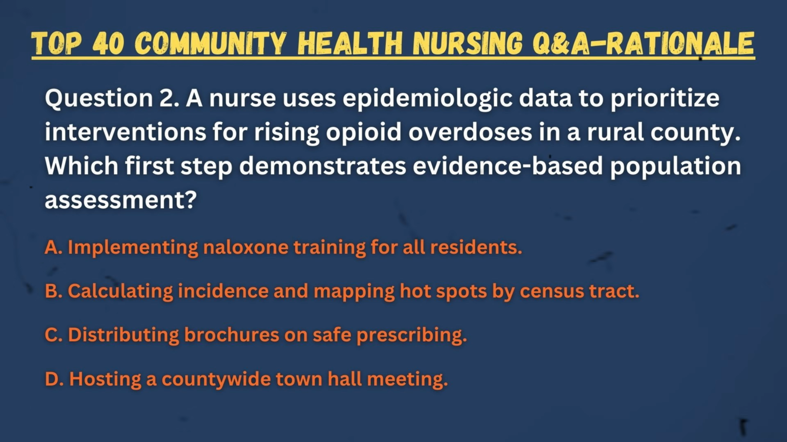A. Implementing naloxone training for all residents. B. Calculating incidence and mapping hotspots by census tract. C. Distributing brochures on safe prescribing. D. Hosting a countywide town hall meeting.